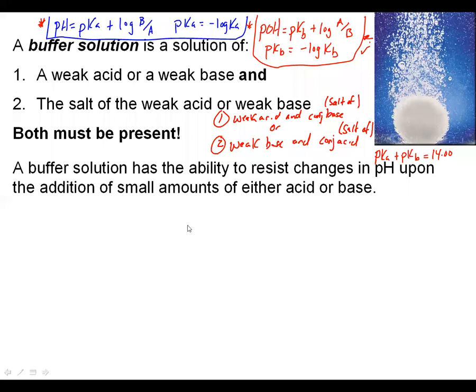Now, the important thing about a buffer is that both of those things are in the solution to begin with. So you have both the weak acid and the conjugate base, or you have the weak base and the conjugate acid in the solution to begin with. And that really, as we'll talk about in a second, is what gives a buffer the ability to work correctly. A buffer is a solution that has the ability to resist changes in pH, even if you add some more acid or base to that solution.